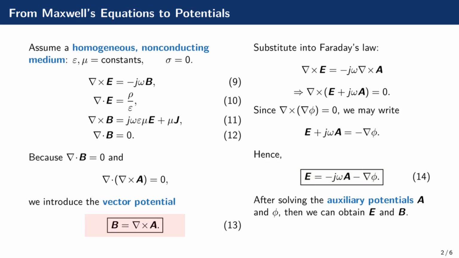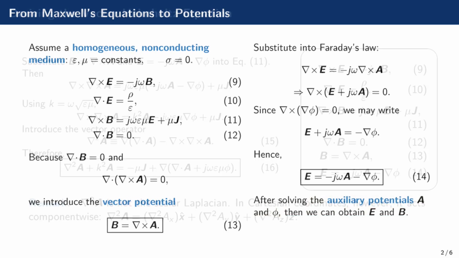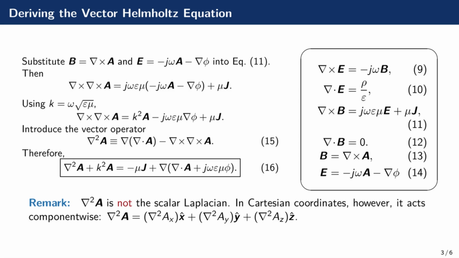In this way, B and E can be expressed using the vector potential A and the scalar potential phi. These are what we call auxiliary potentials. So instead of finding E and B directly, we first find A and phi, and then recover the fields. Now let us derive an equation for the vector potential to determine when sources are given.